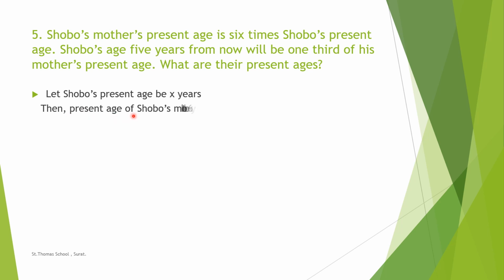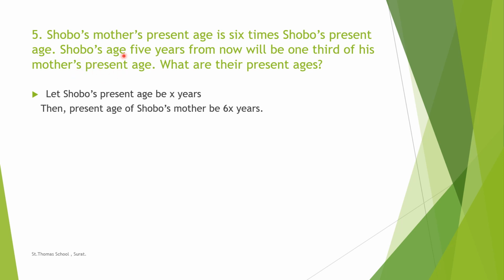Then, the present age of Shobo's mother be 6x years. Now, read the question once again. Shobo's age 5 years from now. What is the meaning of this sentence? 5 years from now. After 5 years, Shobo's age will be one third of his mother's present age.